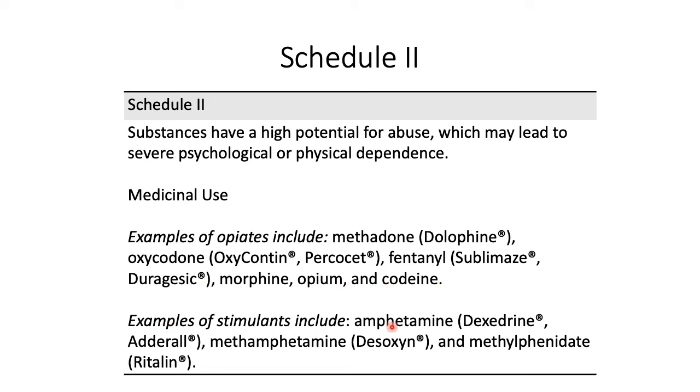Some examples of stimulants include amphetamines, which is found in Adderall, and Ritalin and Desoxyn, which is methamphetamine and methylphenidate. And so all of these are found in stimulant type drugs. These can be prescribed by doctors, but they are heavily monitored, and so you can only get a certain dosage and a certain amount for a certain period of time.